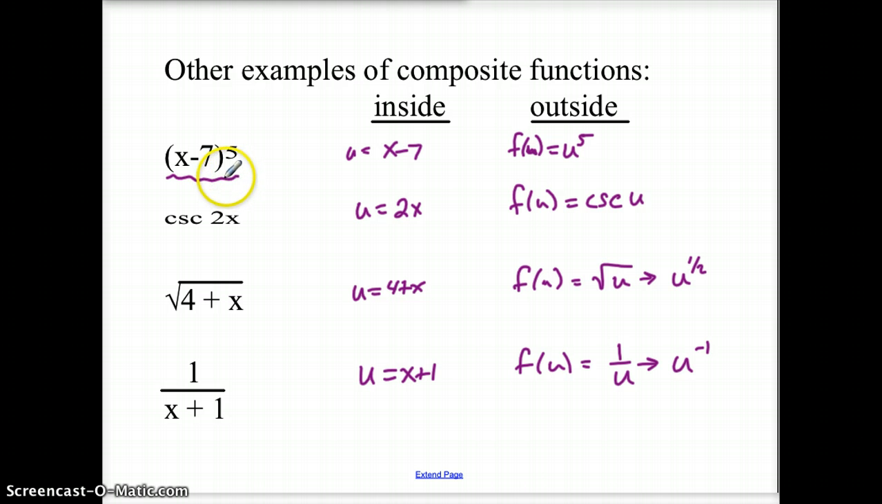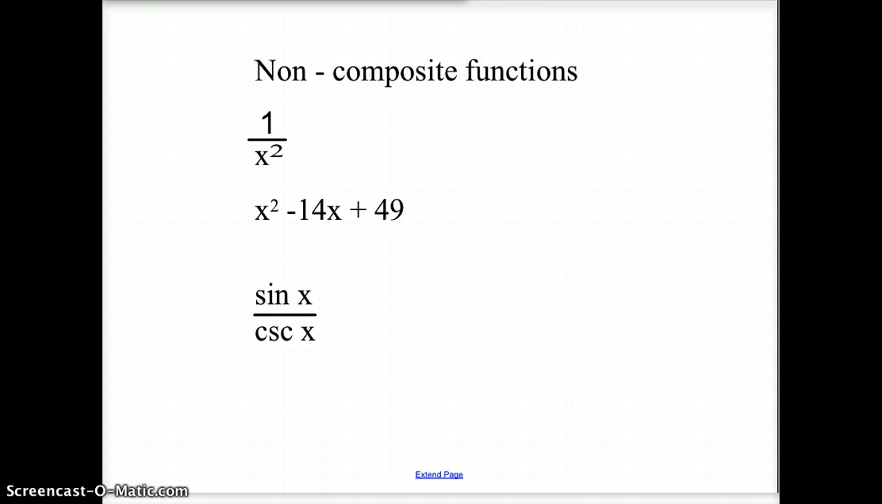Okay, now that I've got you completely scared, let's look at some non-composite functions. This one you could rewrite as x to the negative 2. This one is x minus 7 squared, and then we've got an inside and an outside. So some functions can be written as composite functions. This is a quotient rule, so it's not a composite function.